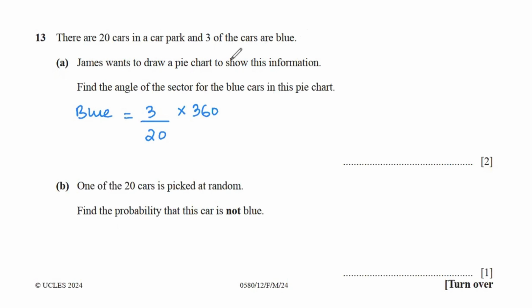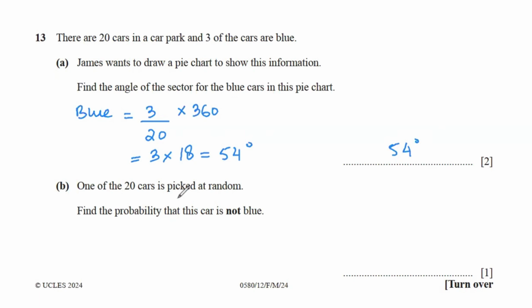If they're asking us to find the percentage instead of the angle, then you would multiply the fraction by 100, which we discussed previously as well. So this will give us 3 times 18, and that's equal to 54 degrees.